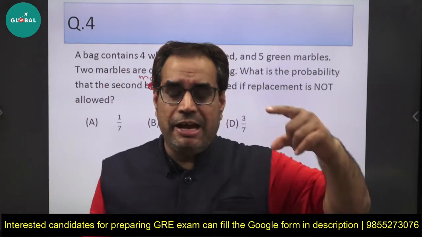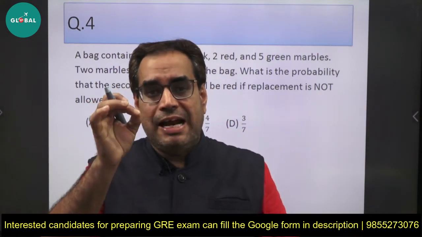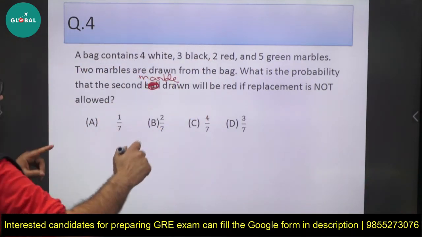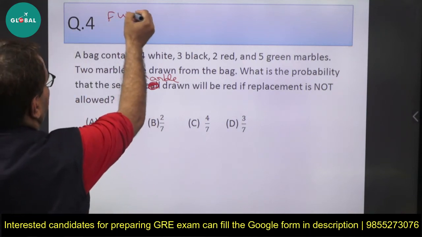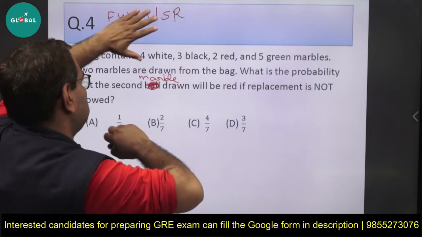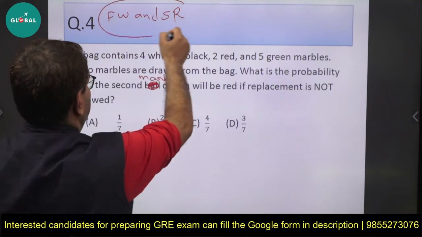So you have to think about all the cases where you can get a second red marble. The first may be any. So one situation is that we get a first white and a second red marble. This will give us the desired event. So this is the favorable event.